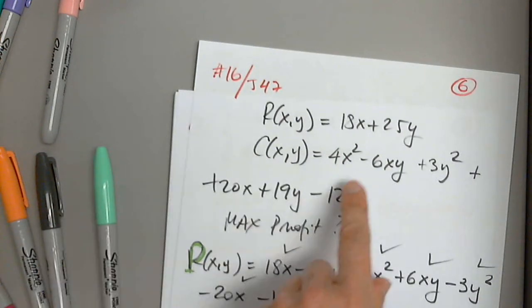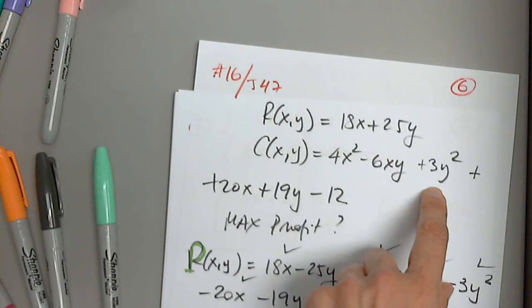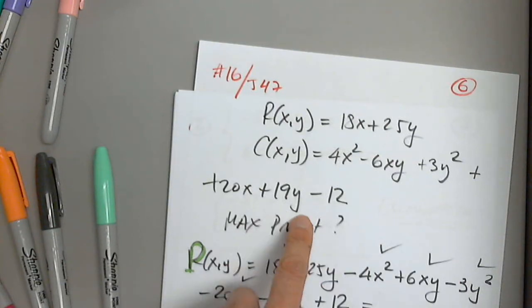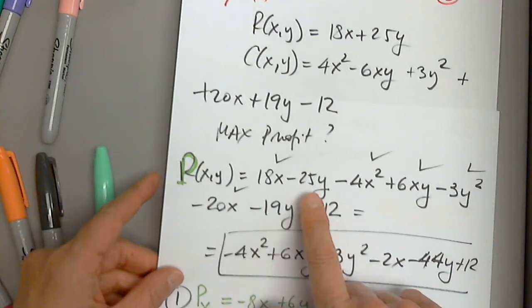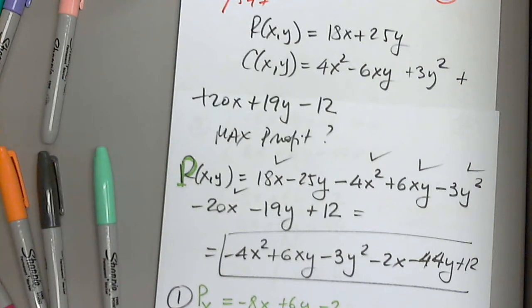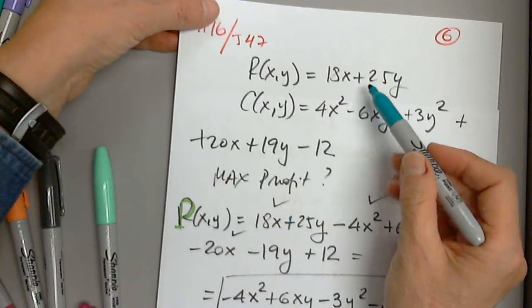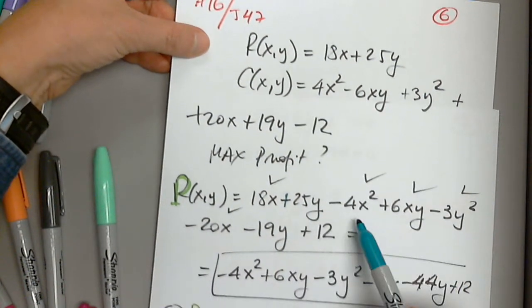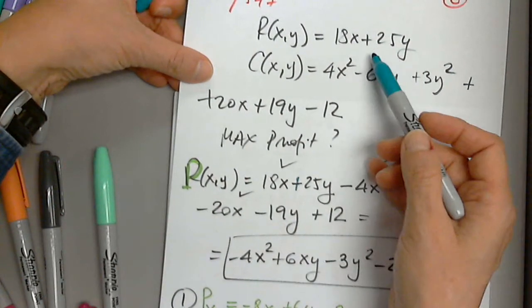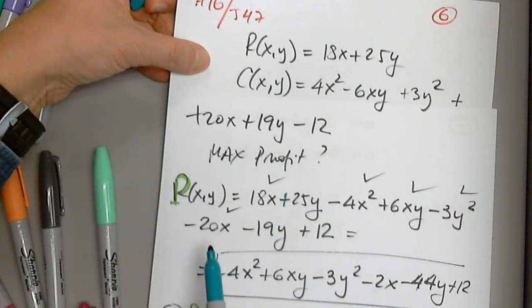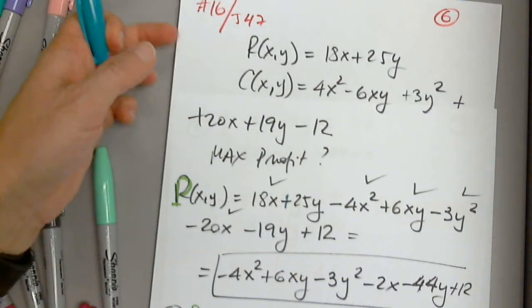So 18x plus 25y, 4x squared minus 6xy plus 3y squared plus 20 plus 19y minus 12. I'm sorry. So 18x plus 25y, my apologies, minus 4x squared plus minus, I copied negative instead of positive, my apologies. Okay, sorry, minus 20, I know immediately something is not right.